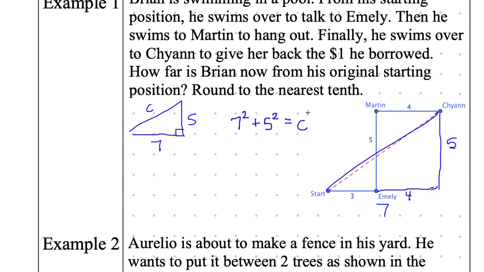Equals C squared. Thank you. Another quiet raised hand. I need you to square 7 and 5 and then add them together and then square root them. Josie.